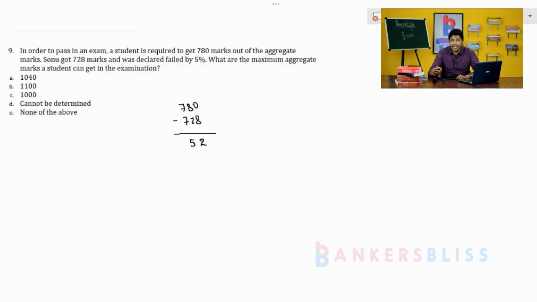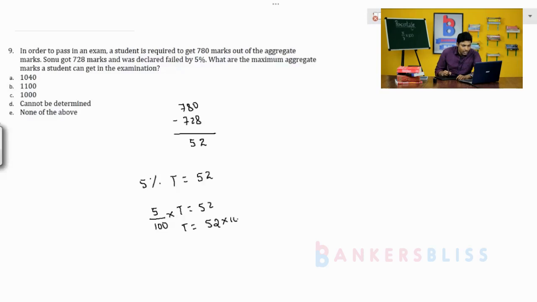In the question they are telling one more thing. He failed by 5%. Means if he could have got 5% extra, he could have passed. Means 5% of the total marks is 52. Then 5% means 5 by 100 into total is equal to 52. Then total is equal to 52 into 100 by 5. So 5 2s are 10.